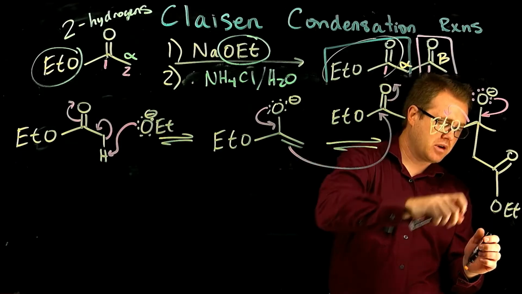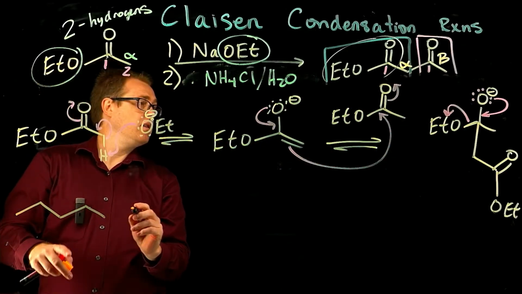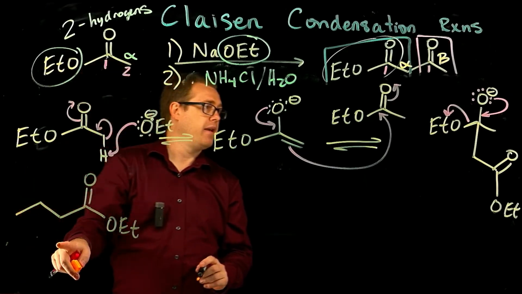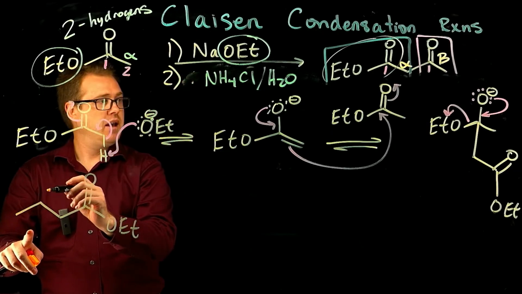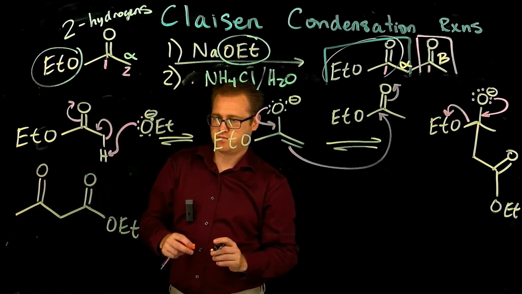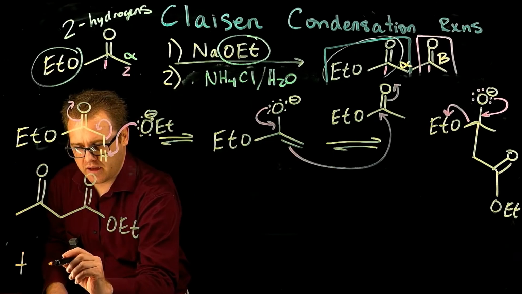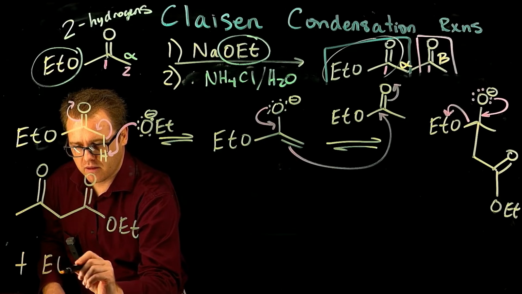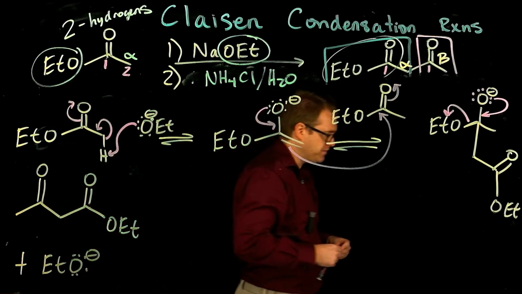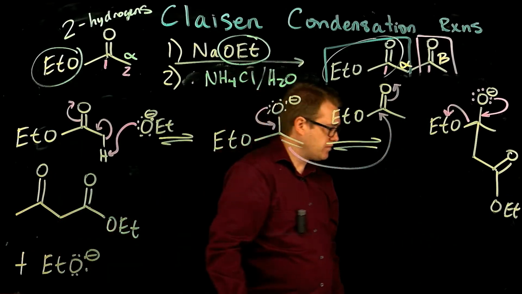1, 2, 3, 4 carbons. We have the OEt, and then we have a double bond right there. But what else did we generate? We kicked off that guy. That's negatively charged. Okay, so there's our beta keto ester.